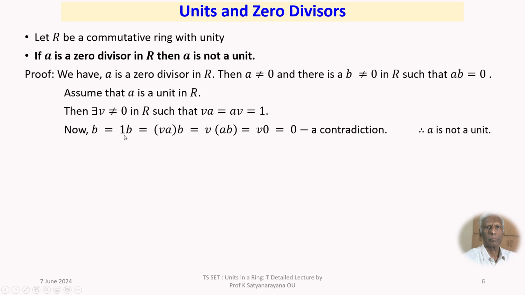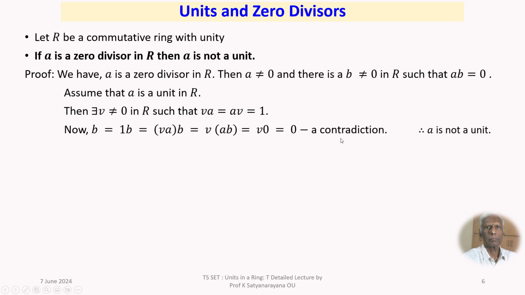B is equal to 1 multiplied by B. Yes, 1B is B. For 1, we write VA. So, VAB. Use the associative law, then you will get V multiplied by AB. But what is AB? AB is 0. V into 0 is equal to 0. So you are getting B is equal to 0. But what is B? B is a non-zero element. So this contradicts the definition of a zero divisor, where B is non-zero. Thus we get a contradiction.